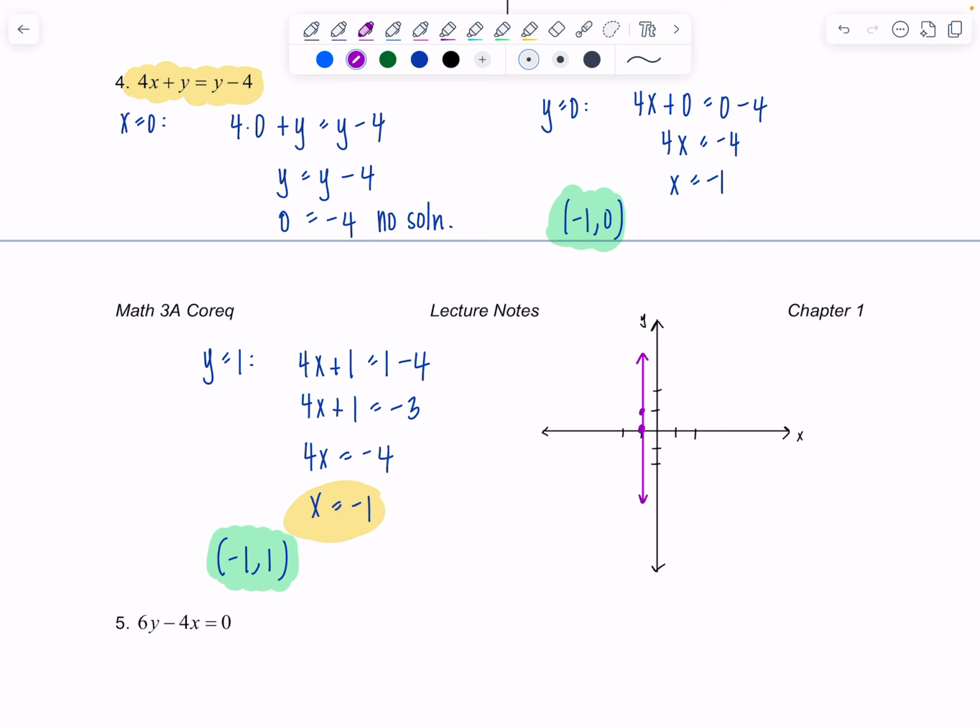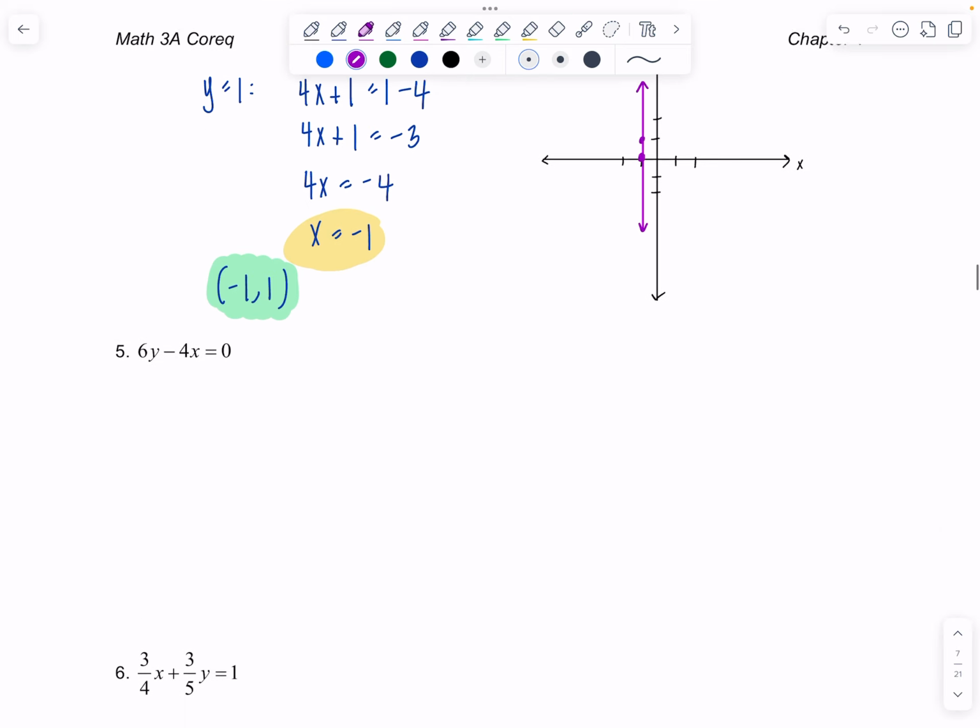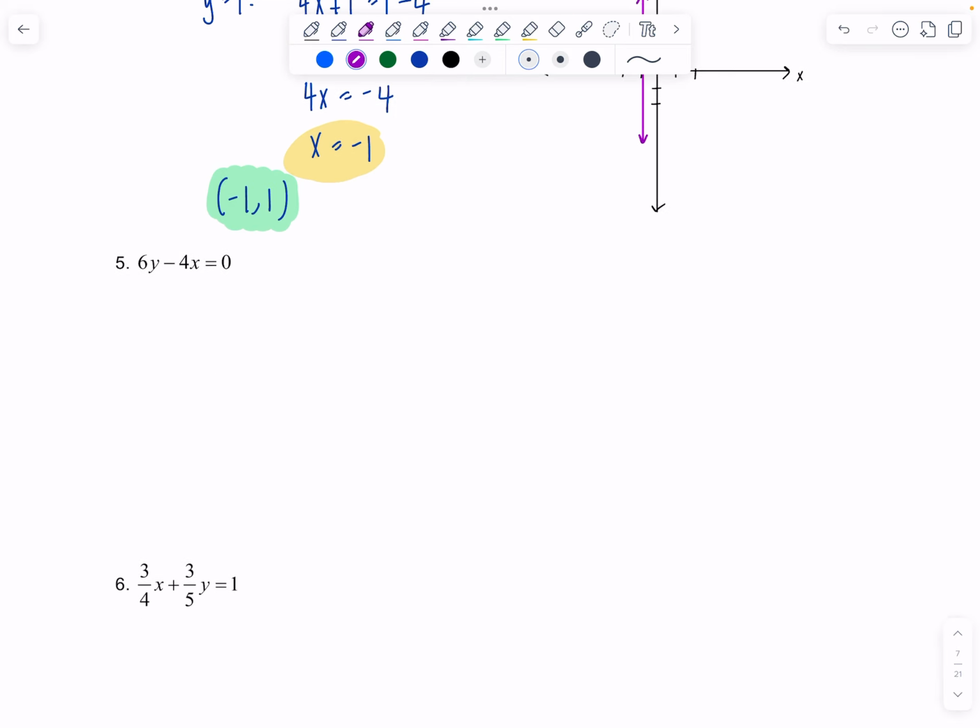Here's another. 6y minus 4x is 0. Let's substitute in 0 for y. So 6 times 0 minus 4x is 0. That's negative 4x is 0. X is 0. So then (0, 0) is a point on the line.